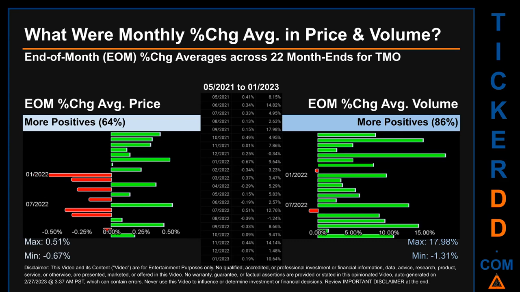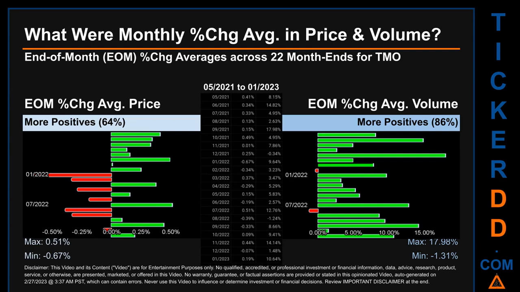What were end-of-month percentage change averages in price and volume for TMO? The monthly average of percentage change, in price and in volume, were calculated for each of the 22 month ends. That calculation took daily percentage changes and averaged them for each given month. If a month end came out negative, then it means that the month summarily saw a negative change. From 05/2021 to 01/2023, 14 out of 22 month ends had a positive percentage change in average price. That is 64% of month ends saw a positive percentage change in average price. In terms of volume, 19 out of 22 month ends had a positive percentage change. That is 86% of month ends saw a positive percentage change in average volume.